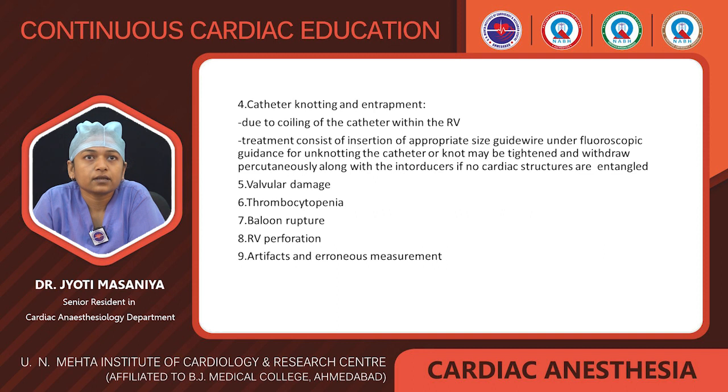Another complication is catheter knotting and entrapment. Catheter knotting occurs because of coiling of the catheter within the right ventricle. The treatment consists of insertion of an appropriately sized guide wire under fluoroscopic guidance for unknotting the catheter, or the knot may be tightened and withdrawn percutaneously along with the introducer if no cardiac structures are entangled.